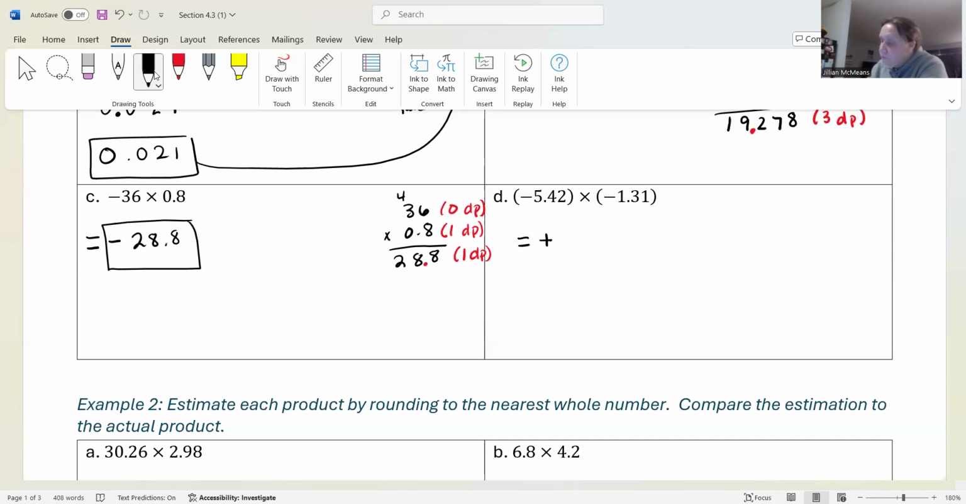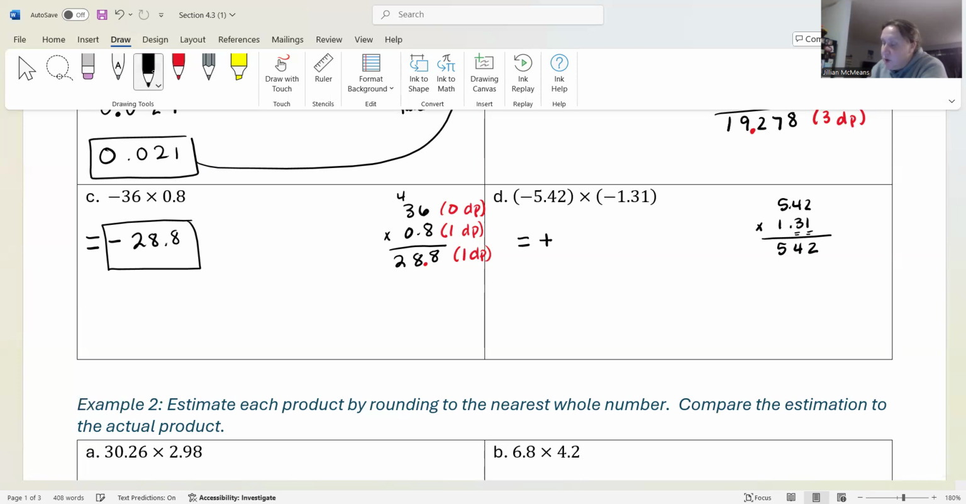Okay? So now let's see. We have 5.42 times 1.31. It's just coincidence that the decimal places line up. Okay? So we're going to start by multiplying everything by 1. So 1 times 2 is 2. 1 times 4 is 4. And 1 times 5 is 5. So that was technically multiplying the ones place.